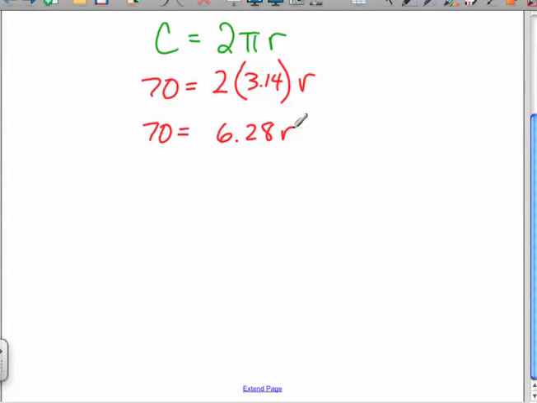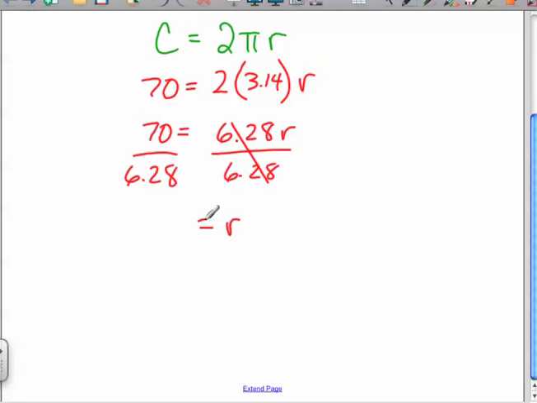Now, I need to get r by itself, Albert. How do I do it? Divide both sides by 6.28. Beautiful. And you guys have your calculator in front of you. Please raise your hand when you've got 70 divided by 6.28 and tell me what that is. And we're going to round it. Go ahead and give me what you have on the calculator. We'll round it when we're done.